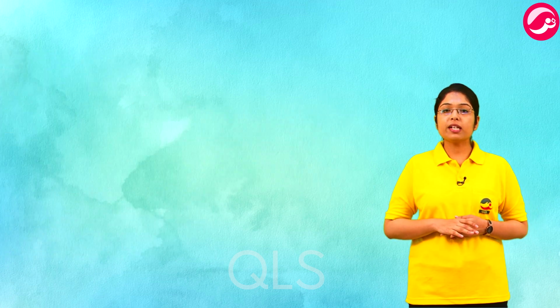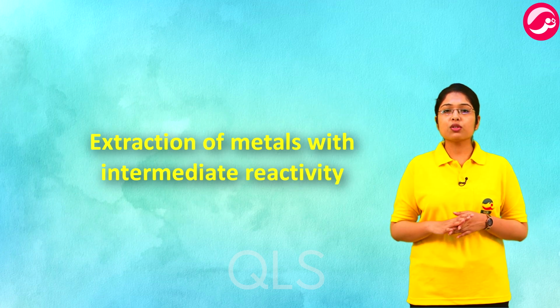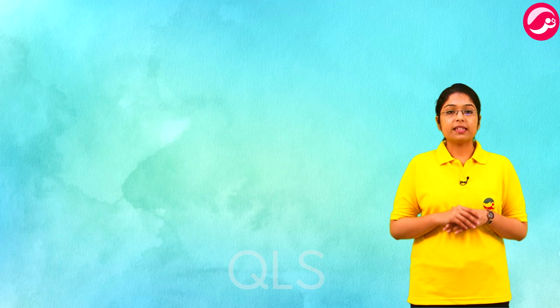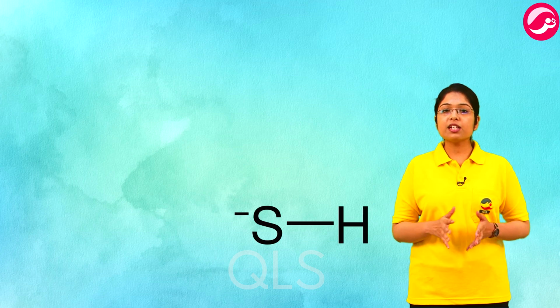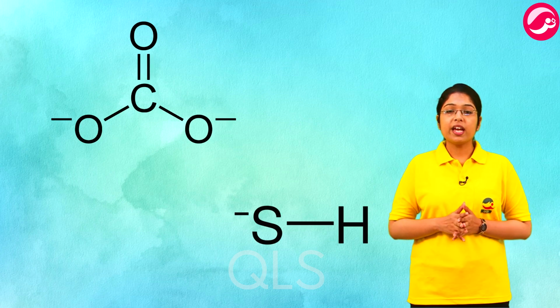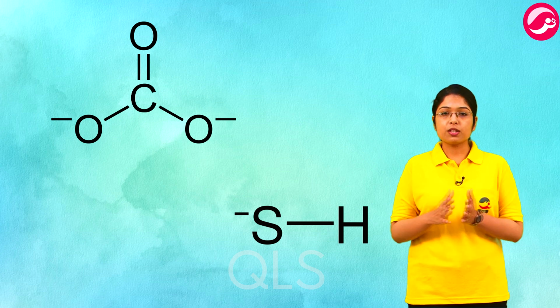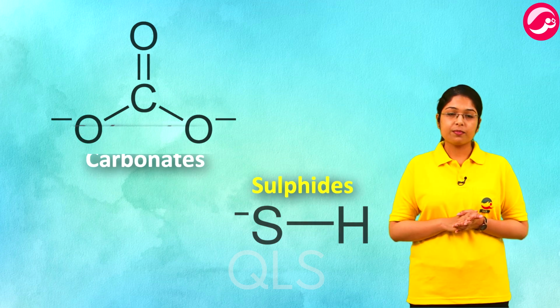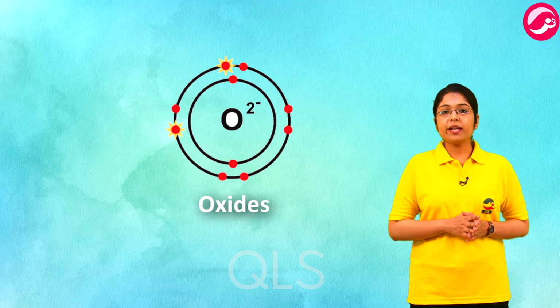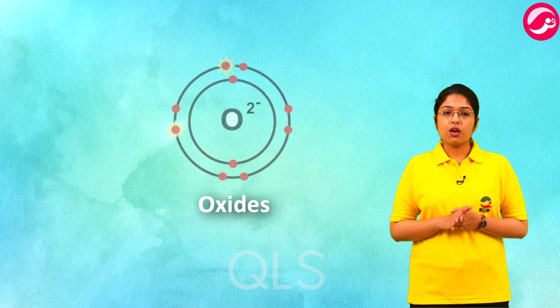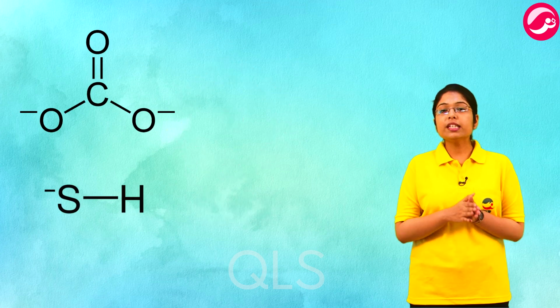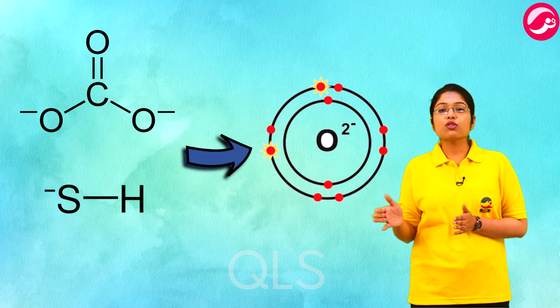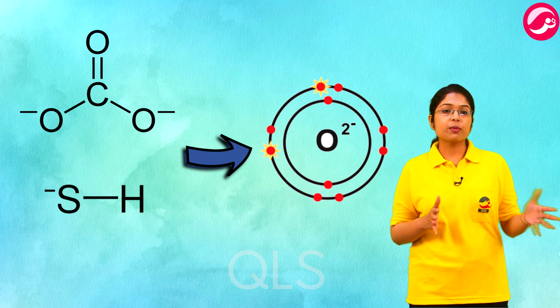The extraction of metals with intermediate reactivity is also not too much troublesome. These metals exist as their sulfides or carbonates. Intermediate reactivity वाले जो metals होते हैं वो as their sulfide और as carbonates exist करते हैं. It is easier to obtain metals from their oxides rather than from their carbonates or sulfides. So they are first converted into their oxides. पहले हम carbonates और sulfide minerals को oxides में convert करते हैं.